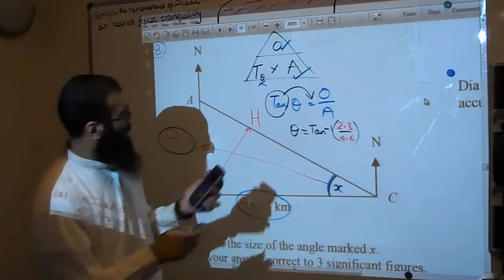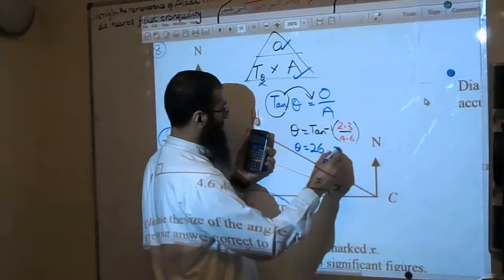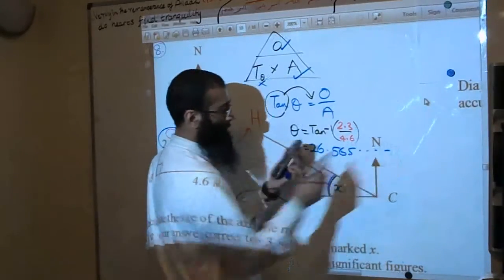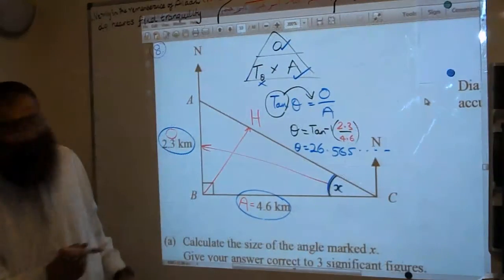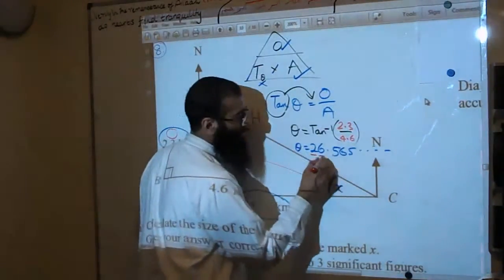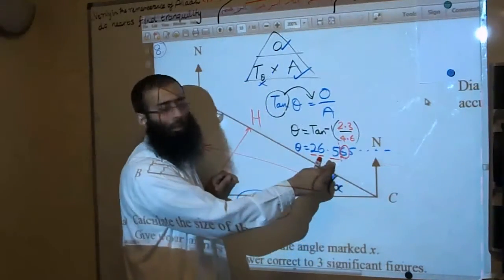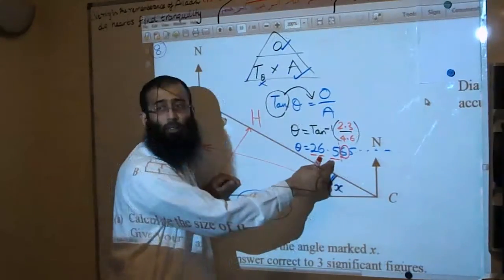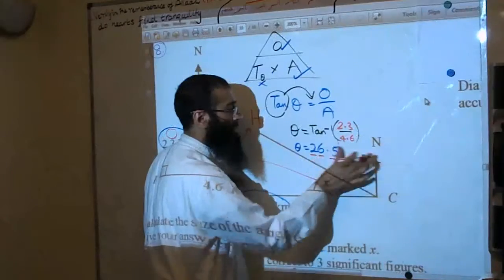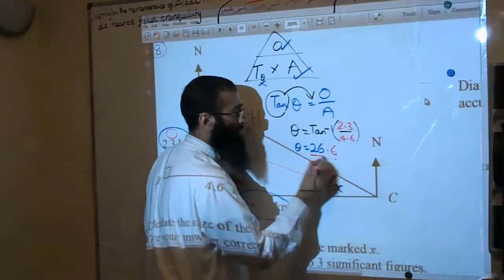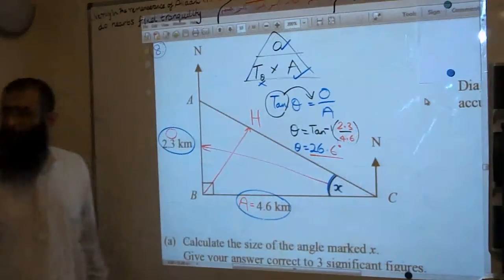26.6. Okay, give me the actual original also. 26.565, and so on. Good. Right, how many significant figures do we need for that question? 1, 2, 3. If this number is 5 or more, we add 1. That number is 6. What do we do to this 5 then? Make it into a 6. Get rid of all that. So the angle is equal to 26.6 degrees. And we're done.